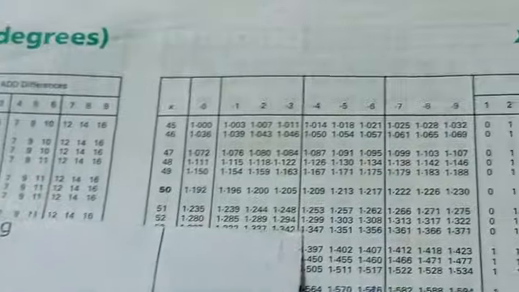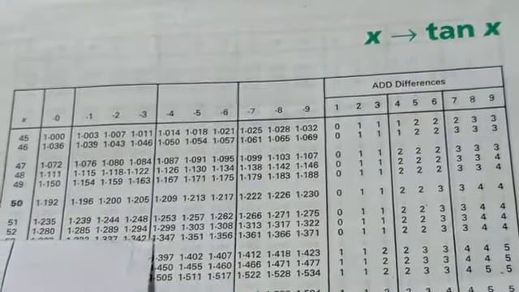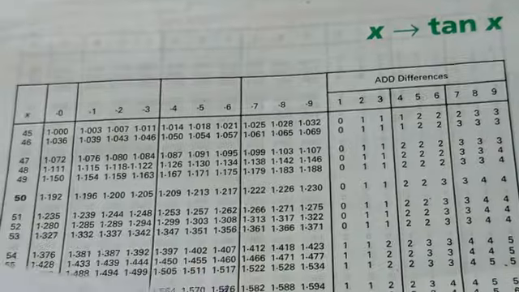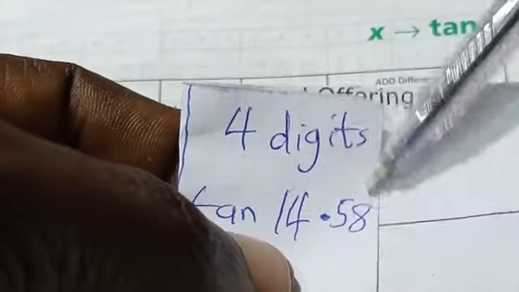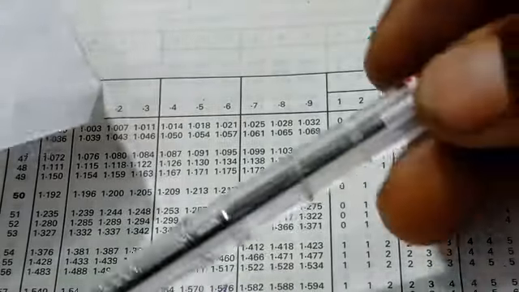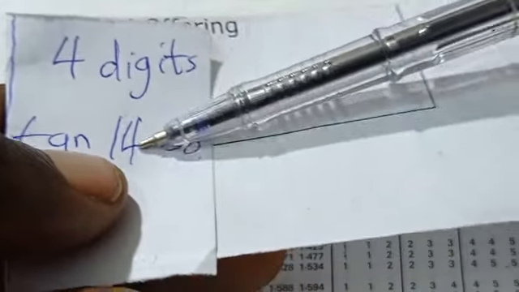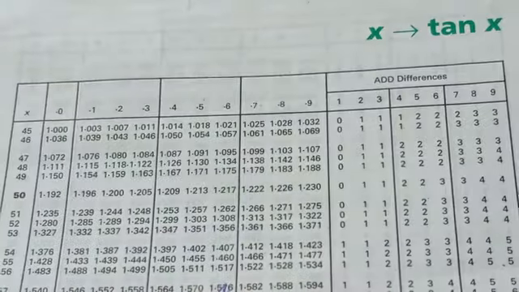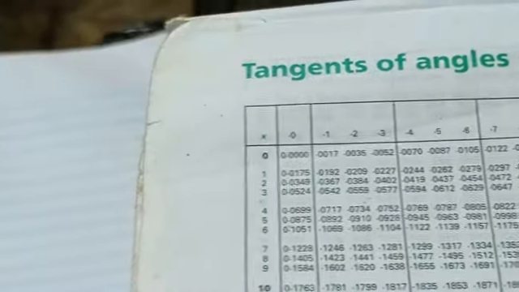You come to the add difference. There is a column here. Can you see? Add difference. So the fourth number, this fourth number 8, you come and when you get your answer, you will check angle 14 under difference. Let's do it. 14 under difference.